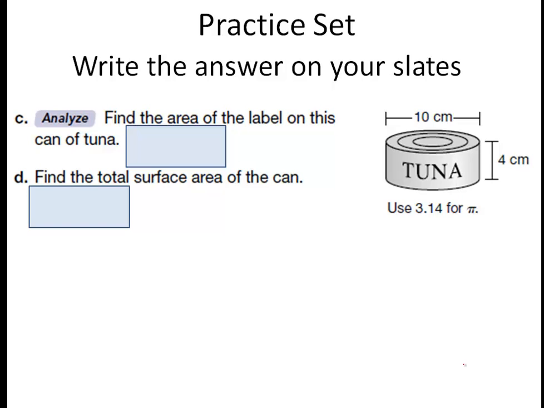So find the area of the label on this can of tuna and also find the total surface area for the entire can. Pause it, do it, and then I'll kind of walk through it with you and see if you did all the steps correctly.